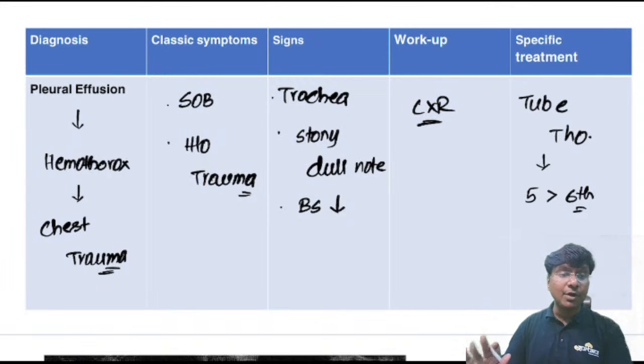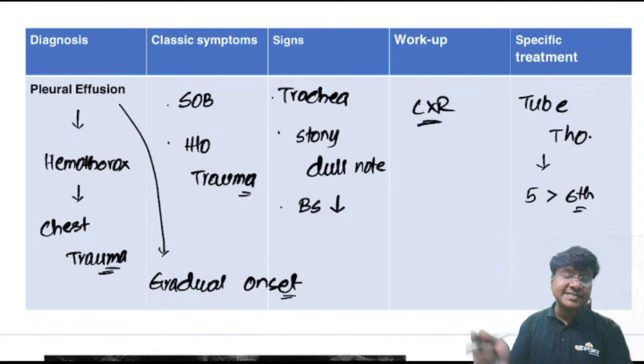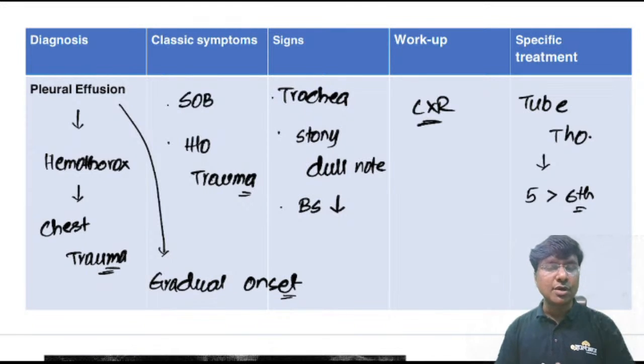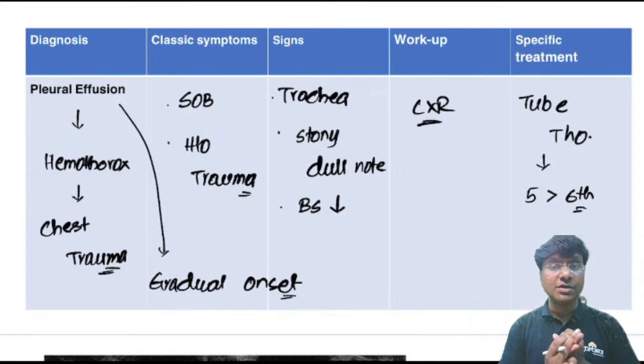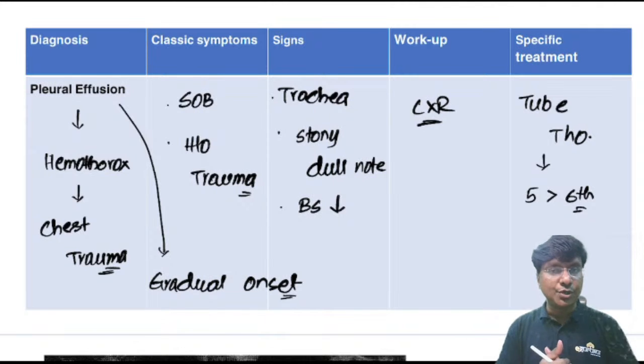So, as such, in pleural effusion, they present with gradual onset dyspnea. But if it is hemothorax secondary to trauma, they can present with sudden onset dyspnea. Right, and what is the most common cause of pleural effusion as such? Congestive cardiac failure. Most common cause of transudative type of pleural effusion? Congestive cardiac failure. Most common cause of exudative type of pleural effusion? Pneumonia, followed by tuberculosis.